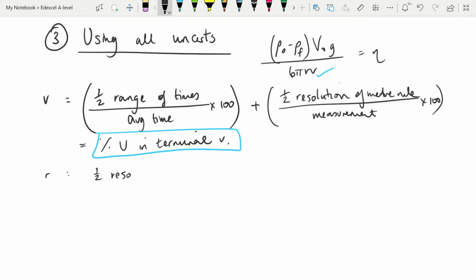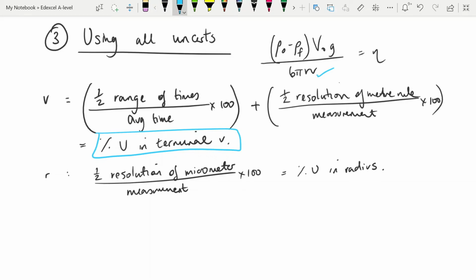Radius. There's our second one. Now, depending on whether you took repeats of your diameter reading, and remember, because it's the diameter we measured, it's half the resolution of the micrometer over the measurement of the diameter, not over the radius. Times 100, that will give you the percentage uncertainty in diameter, and the radius will have the same percentage uncertainty.